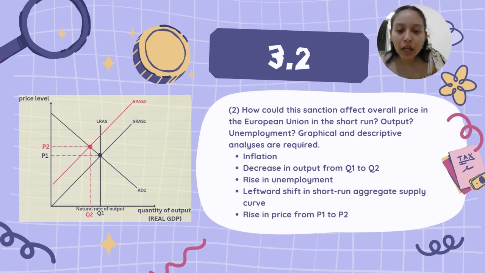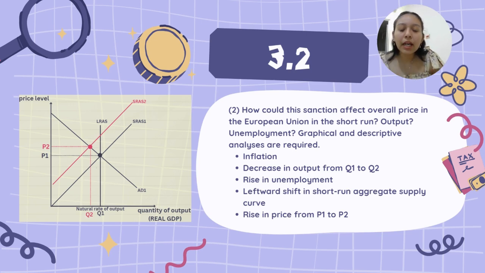And it could be seen here in the graph by the leftward shift in the short run aggregate supply curve, which is again SRAS1, where it originally was, and then it will shift left to the red one, SRAS2. And this will also cause the price to rise from P1 to P2, as mentioned before. And the output will also decrease from Q1, where it originally was, to Q2.